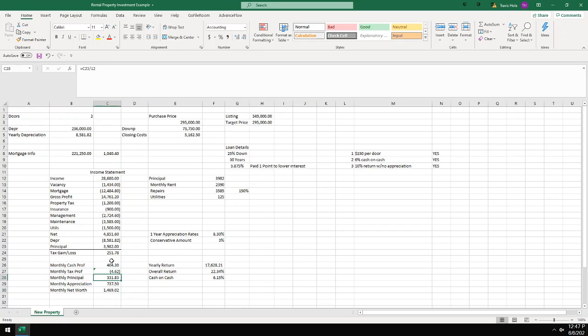Monthly principal. This is this principal number right here divided by 12. This is the number that we expect our principal to go down each month, and hopefully the tenants are paying it for us. Then right here, monthly appreciation.